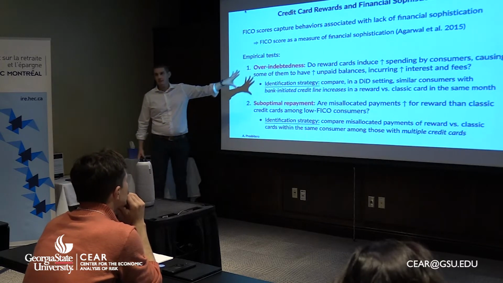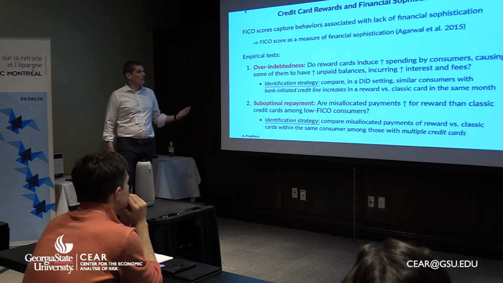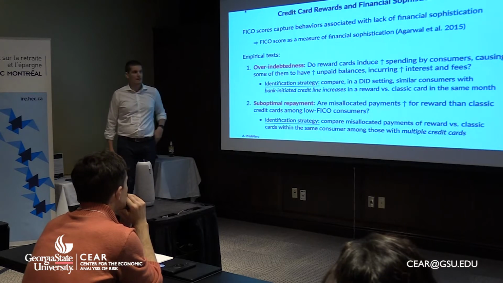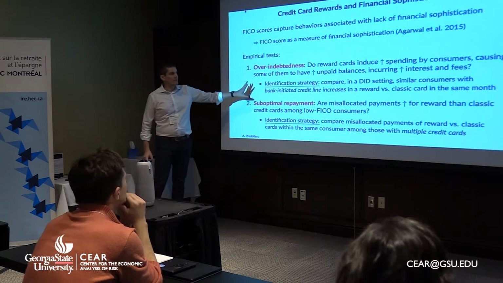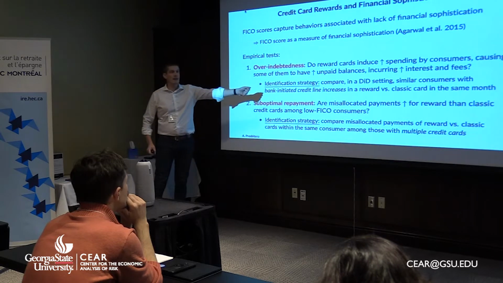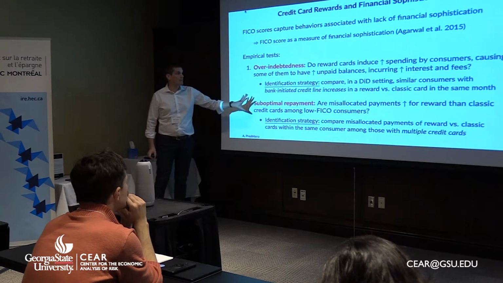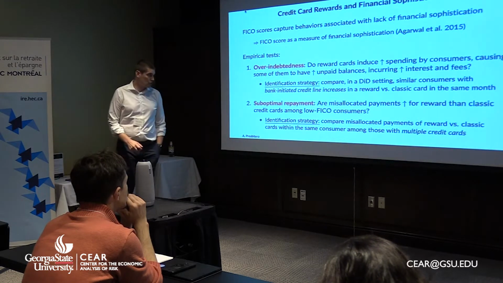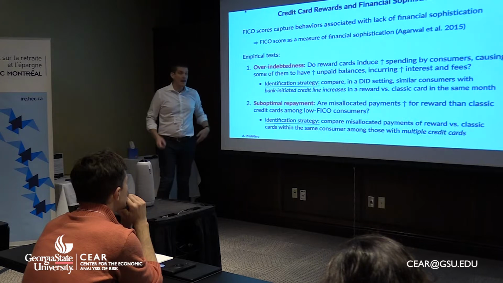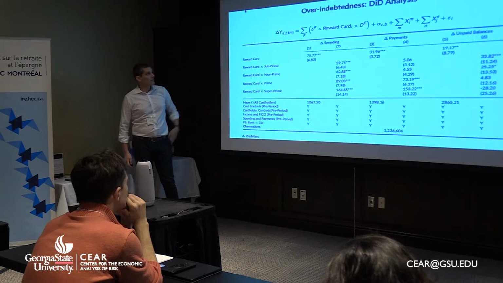One test is over-indebtedness. We want to show that the reward card induced overspending by consumers, and therefore some of them will end up with larger unpaid balances and therefore higher interest rates on these unpaid balances. We do that in a diff-in-diff setting. So basically we compare similar consumers with a bank-initiated credit line increase in reward and classic card in the same month. And I'll show you in a second. And the second, we look at suboptimal repayments. We want to see whether misallocated repayments on different credit cards are larger for reward card than for classic cards. And this is especially the case for low FICO individuals versus high FICO individuals. So first of all is over-indebtedness.